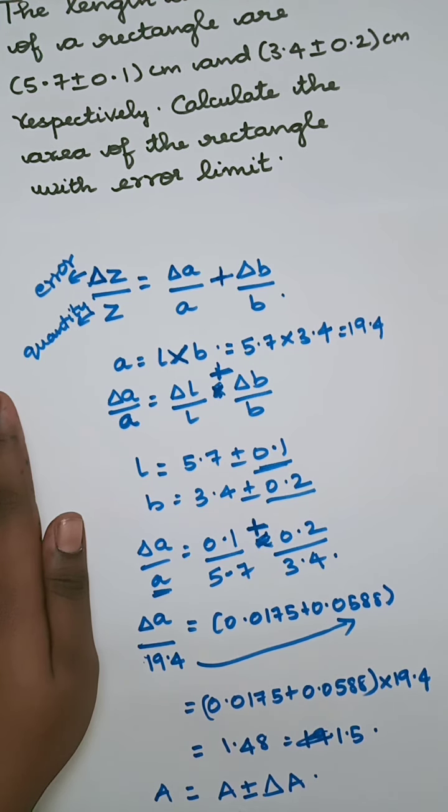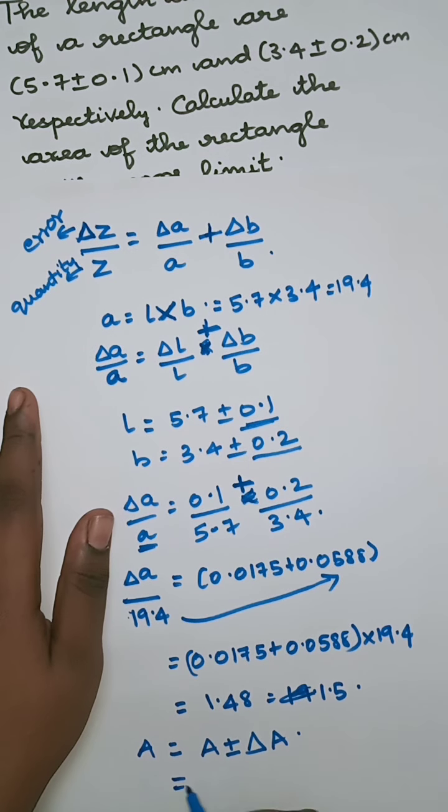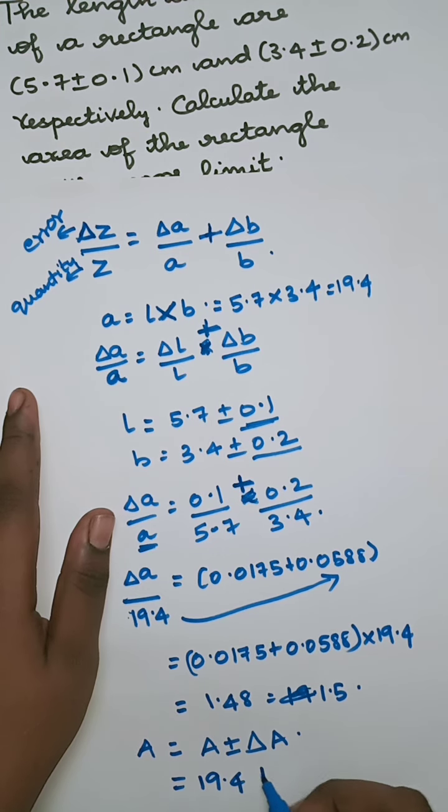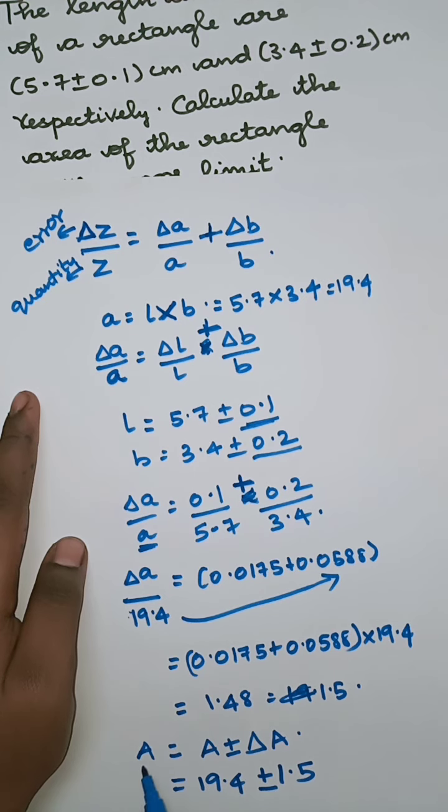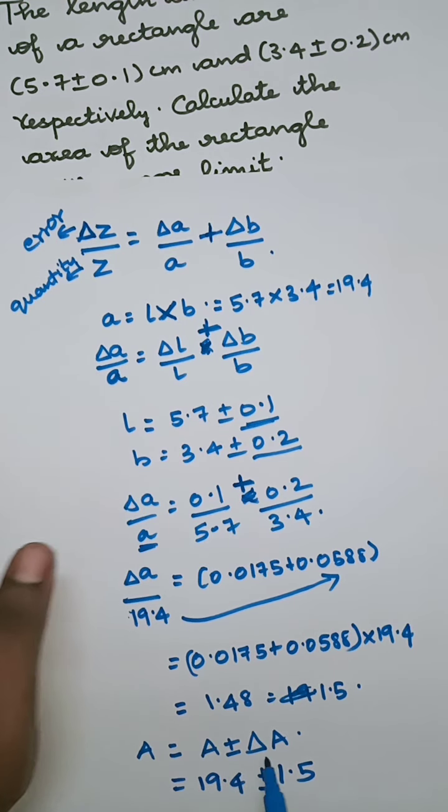So finally the answer is A is equal to A plus or minus del A only. You have to represent it in this manner only. The final answer: what is the A value? 19.4. And what is the del A value? 1.5. Finally you have to represent it in this manner: A is equal to A plus or minus del A. So 19.4 plus or minus 1.5. This is the answer.